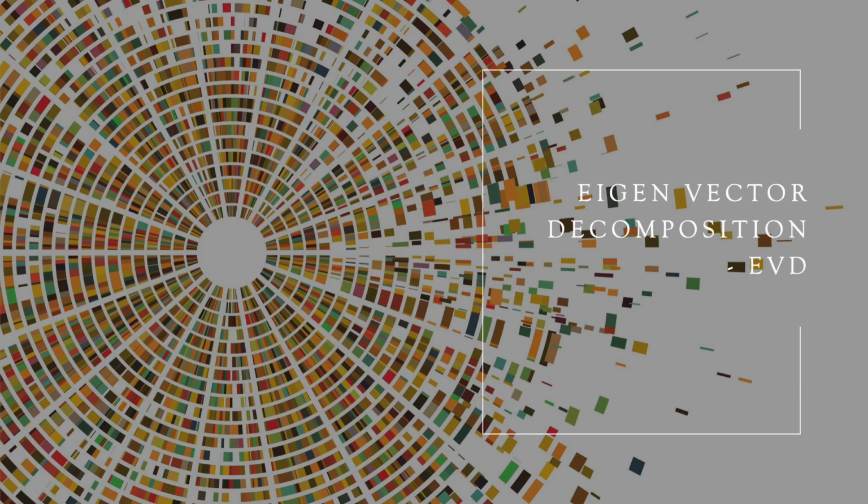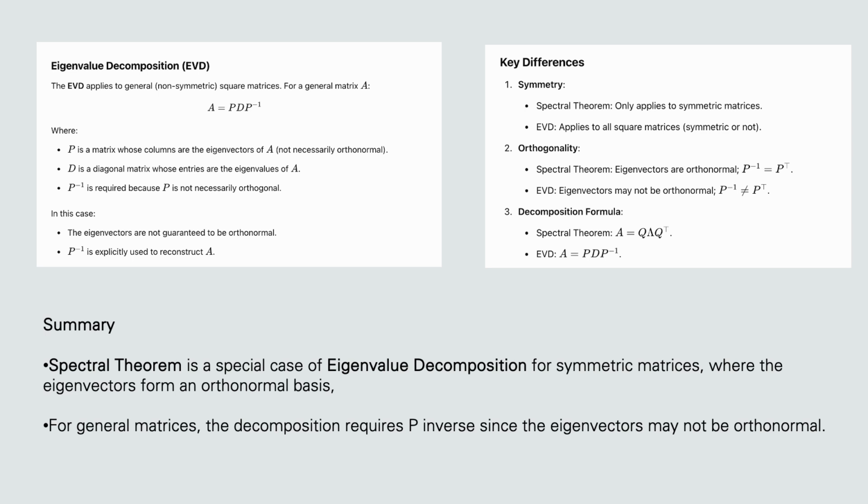Hey folks, yesterday we saw the spectral theorem. Today I'm going to talk about eigenvector decomposition, like I mentioned yesterday, which is called EVD as well. So to begin with, we will talk about what's the difference between the spectral theorem and EVD.